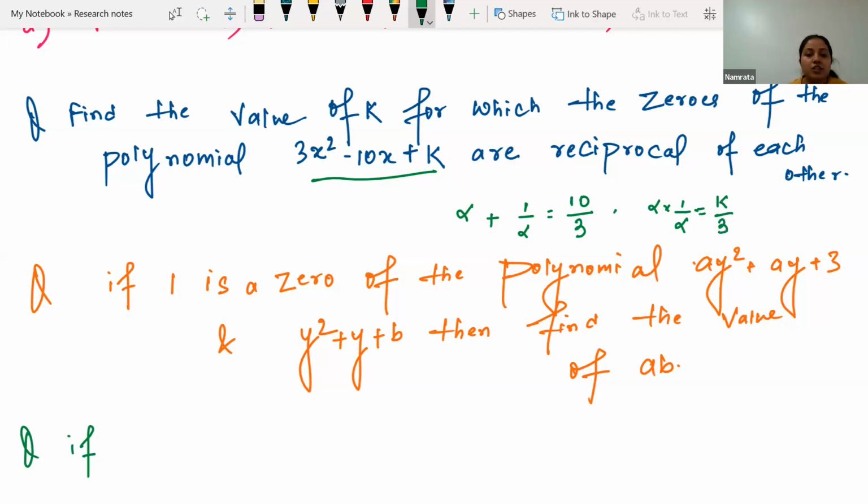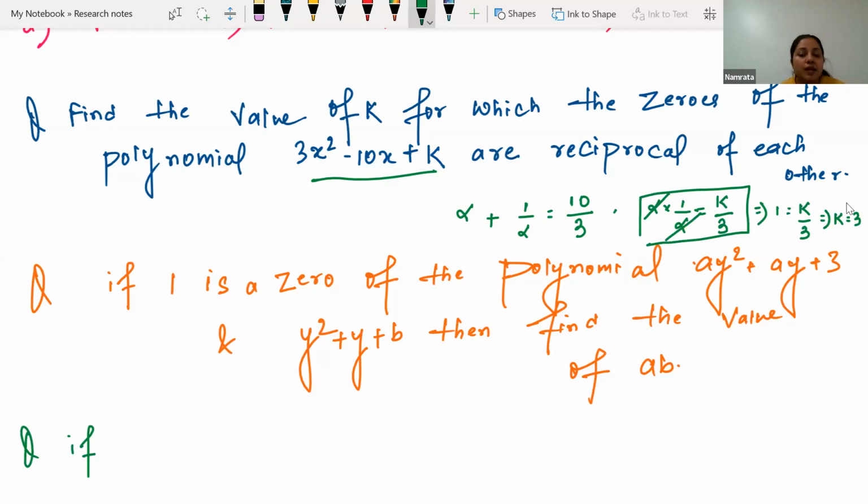From the sum of the zeros we are not getting anything for k, but from the product of the zeros, you can see alpha and alpha cancel out, and we have 1 = k/3, and directly we got the value of k as 3. Are you getting it, Arya? Yes.